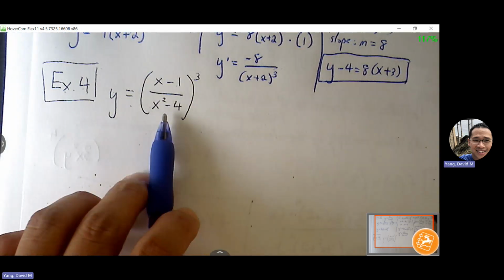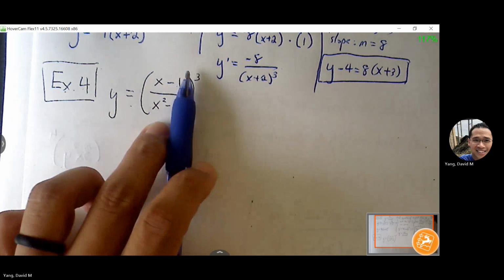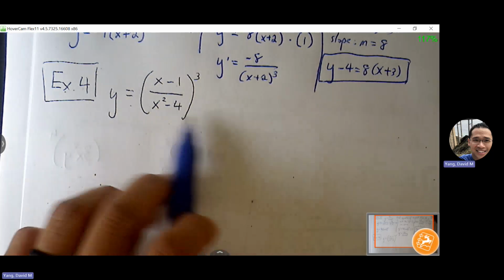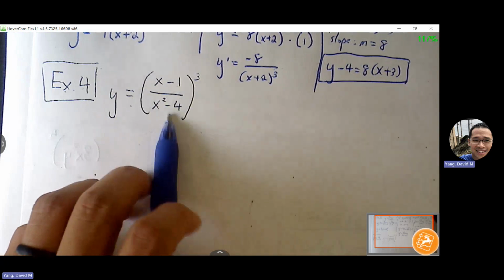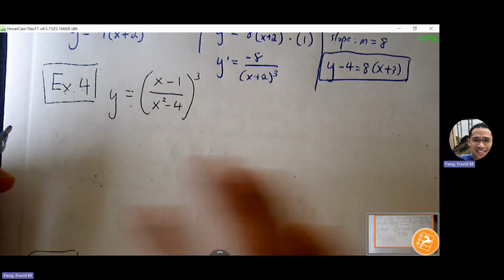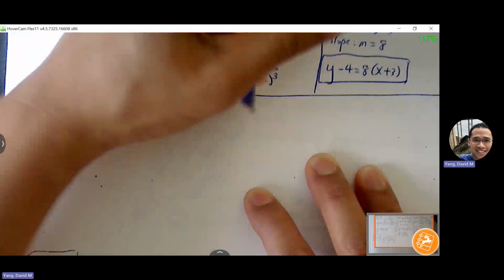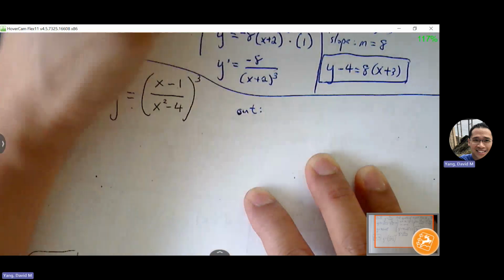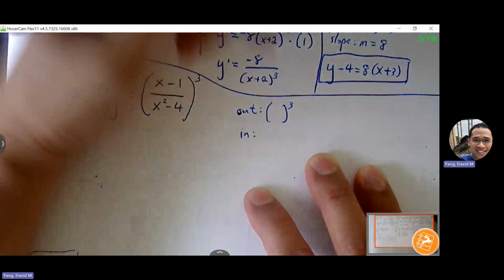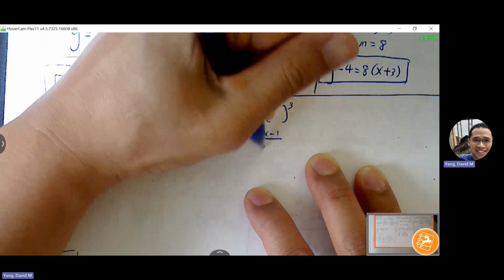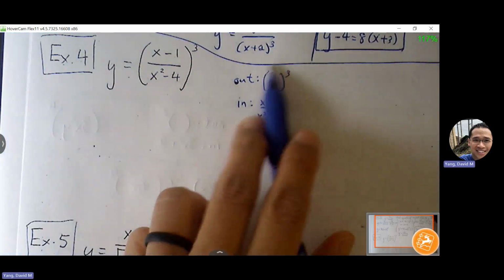We can obviously tell this is not something that we want to expand. We'd have to write this out 3 times and go through, so we want to leave it in this form. There's obviously an inside and outside portion. Again, chain rule is involved here. What's the outside portion here? And the inside portion is x minus 1 over x squared minus 4. Okay, we do outside first.